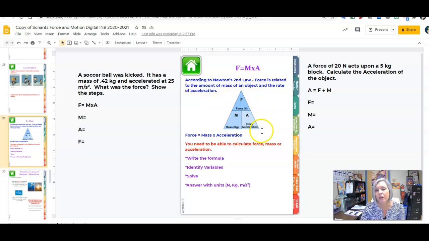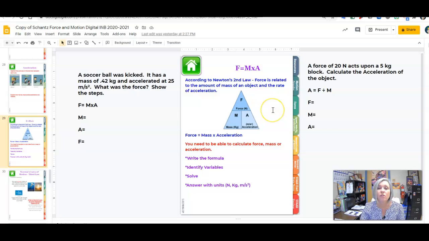Now you notice in this triangle, I actually included the units. These are the only units that we will be using, so it should make it easier to identify, do you have mass, do you have force, or do you have acceleration? So force is always recorded with an N for newtons. Mass is going to be represented by kilograms. And acceleration is meters per second squared, or meters per second.